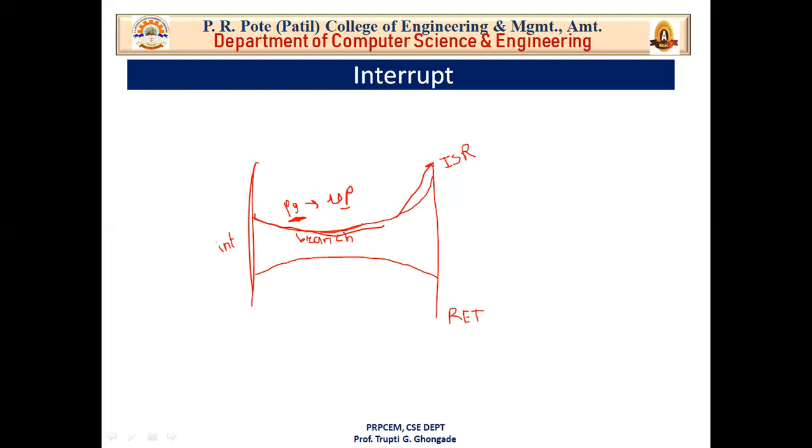Because whenever an interrupt occurs, your program counter will be incremented by 1, so you cannot do the same instruction again. How can you do the same instruction again? Because your PC is incrementing.